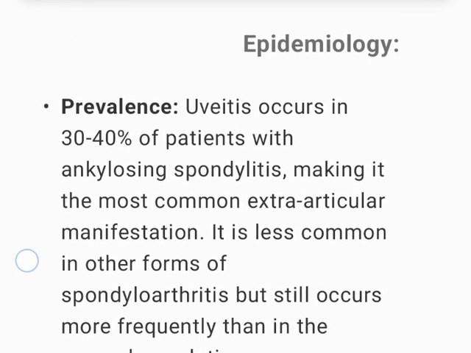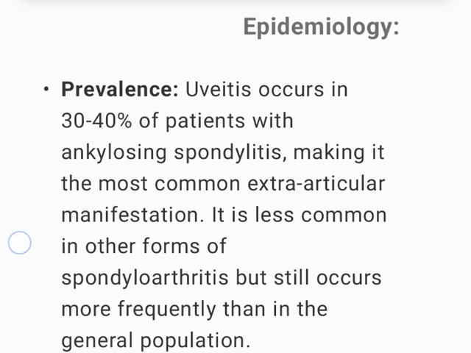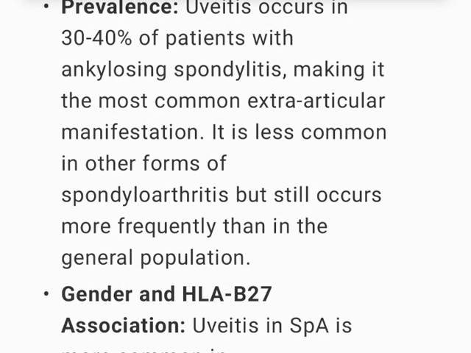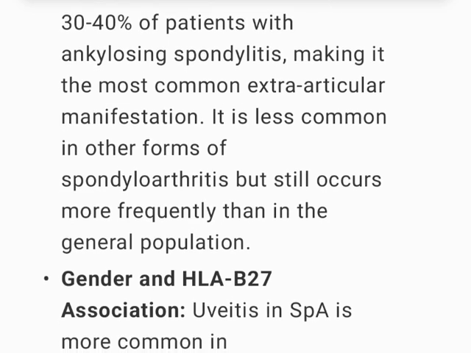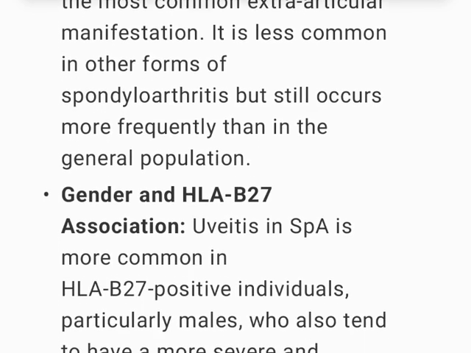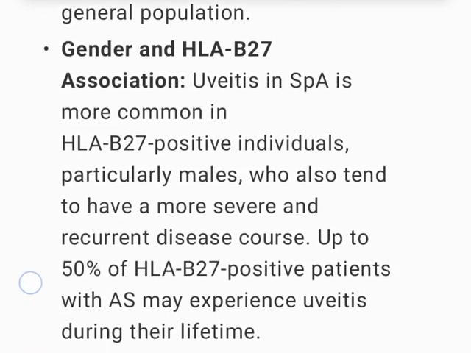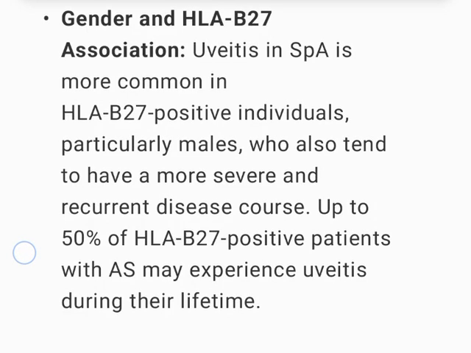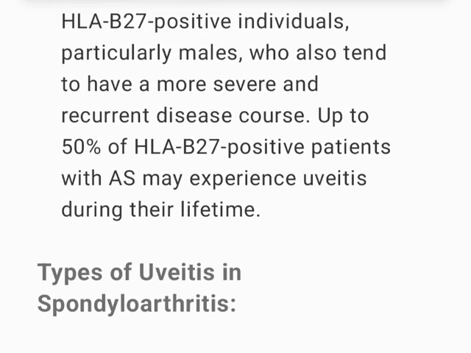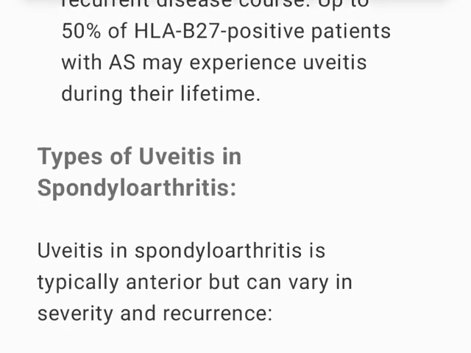Epidemiology. Prevalence. Uveitis occurs in 30 to 40% of patients with ankylosing spondylitis, making it the most common extra-articular manifestation. It is less common in other forms of spondyloarthritis, but still occurs more frequently than in the general population. Gender and HLA-B27 association. Uveitis in SpA is more common in HLA-B27 positive individuals, particularly males, who also tend to have a more severe and recurrent disease course. Up to 50% of HLA-B27 positive patients with AS may experience uveitis during their lifetime.